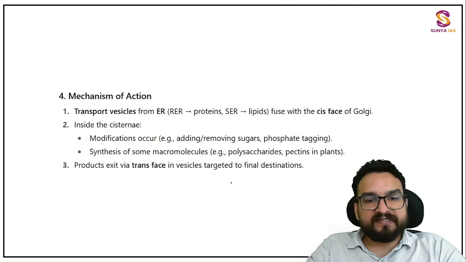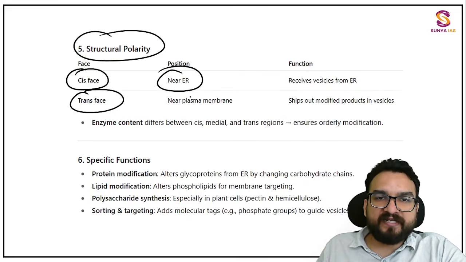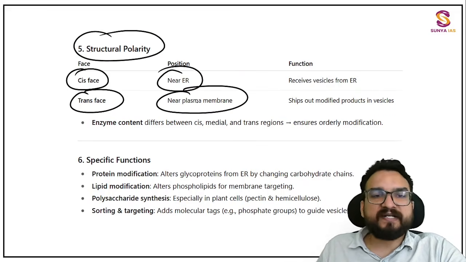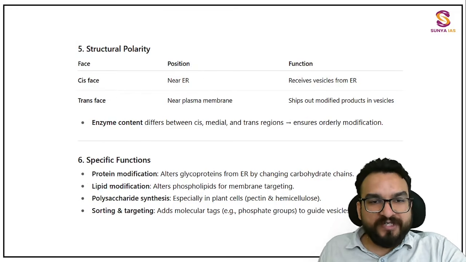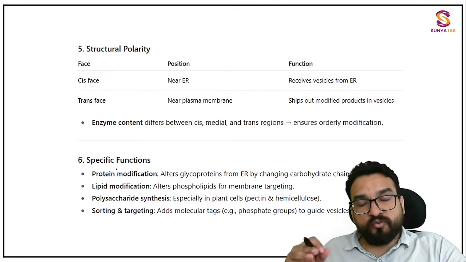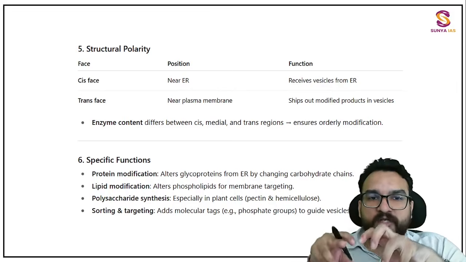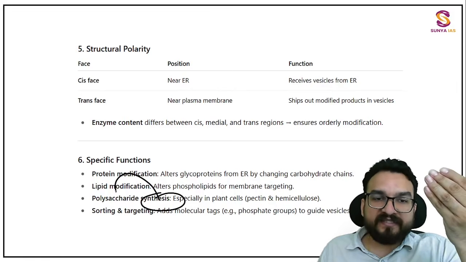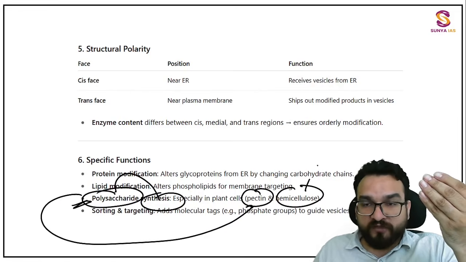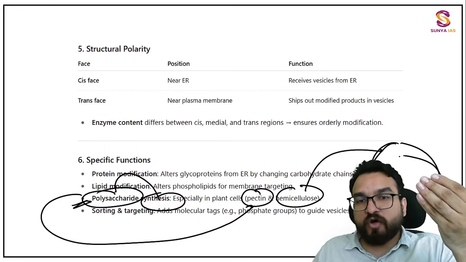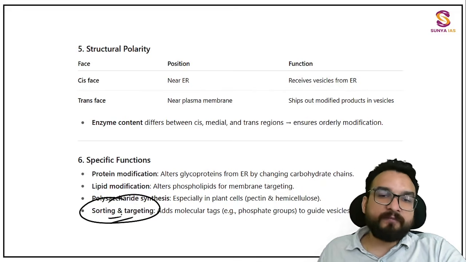I hope you are understanding this. So structural polarity, cis face, trans face: near ER, near plasma membrane, you will understand easily. Specific functions: protein modification, lipid modification, polysaccharide synthesis. Try to remember that Golgi bodies are not only about packaging and sorting. Synthesis also happens, of polysaccharides used in pectin and hemicellulose, which are further used in the cell wall of plants, right? And sorting and tagging also happen over here.